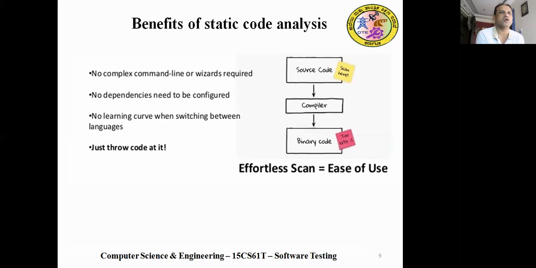Just give the code, enter your source code into it, and the tool will identify all the defects there. So you need not configure it. You need not learn anything. Suppose your code is in a different language. Sometimes you may use C, sometimes you may use Java or any language. You need not worry about the languages. Just enter the code and the tool will give you the defects. That's very easy. Irrespective of the language, you can identify the defects using the code analysis.